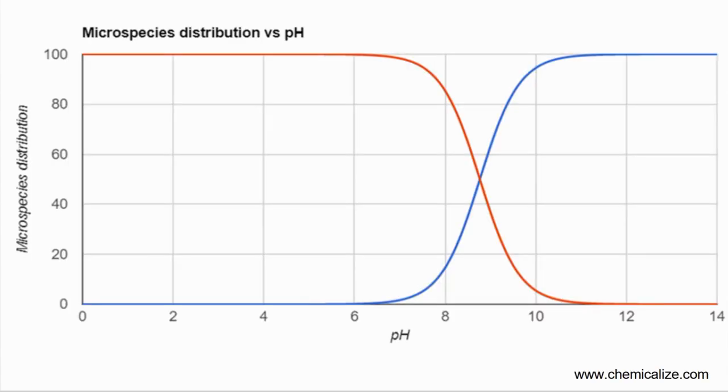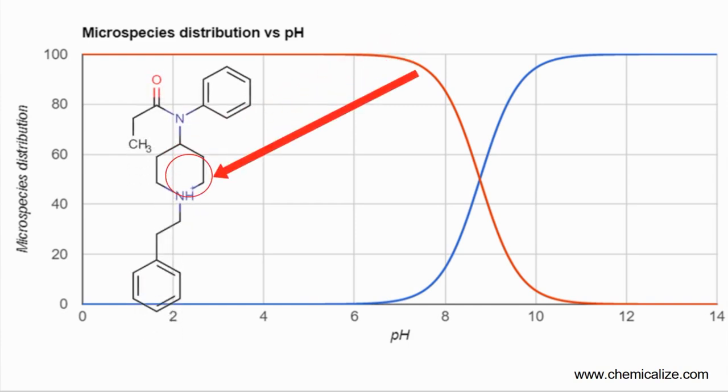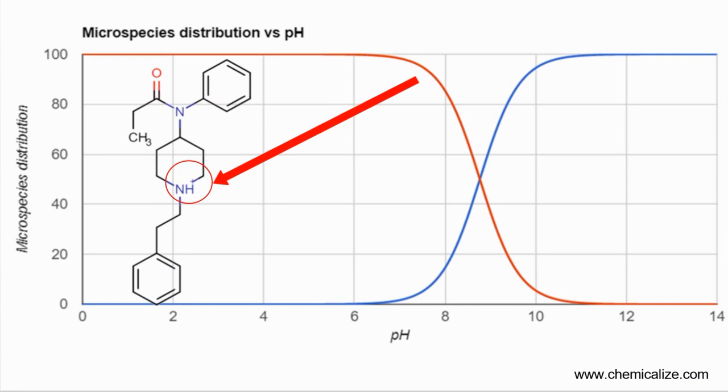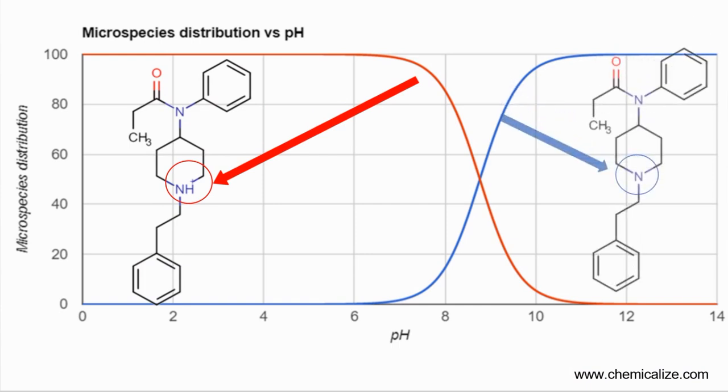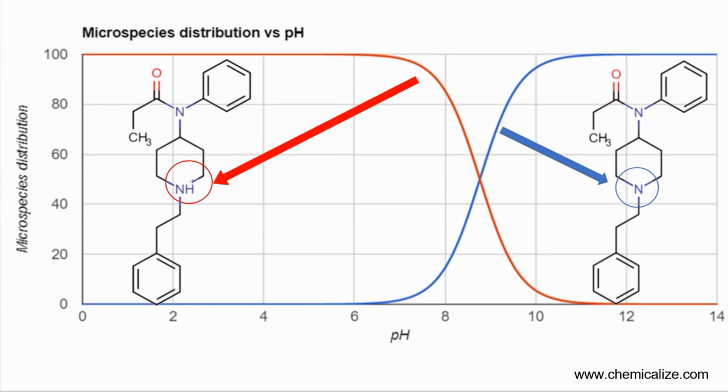Let's take a look at the microspecies versus pH chart. Here on the y-axis, you see the percent microspecies, and along the x-axis, we see the pH. Here we have a charged microspecies, and we're going to see 100% of this charged microspecies at a pH anything less than 7, while anything above about 10, we're going to see 100% of a neutral microspecies. Because we want to look for a charged microspecies, this tells me that I want to use an acidic buffer, and I am going to choose 0.1% formic acid in a 50-50 aqueous organic solution.